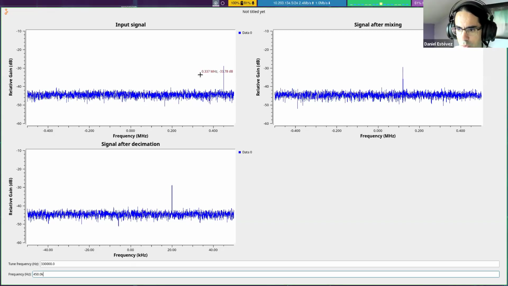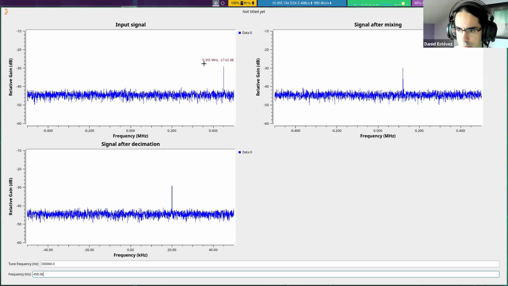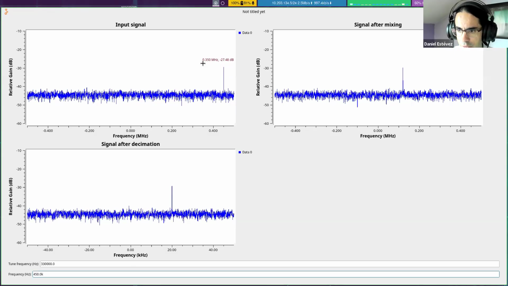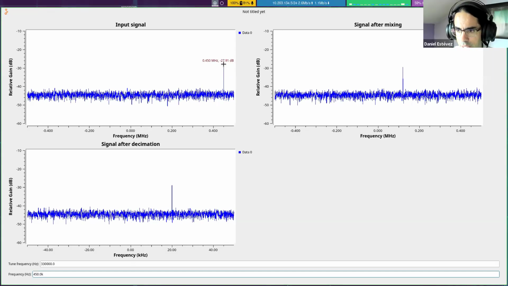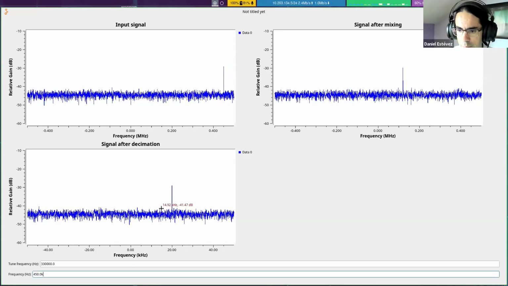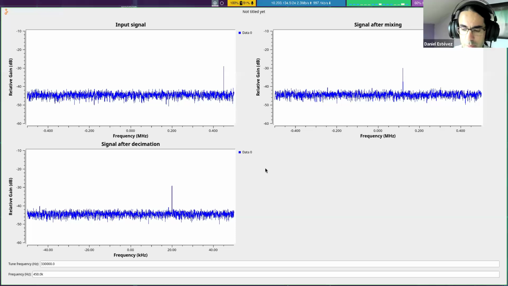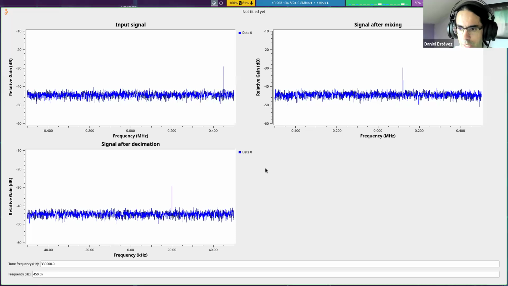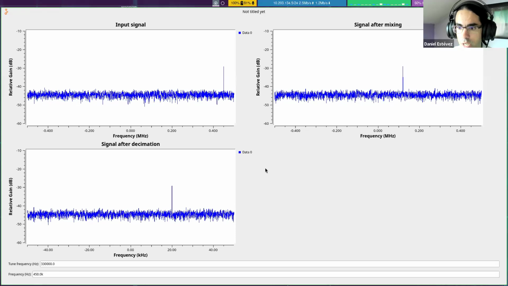So now you can imagine the situation. We have our signal of interest here at 350, but there is something else at 450, and the two of them end up in the same place. So that's pretty bad because they are going to interfere. Questions at this point?